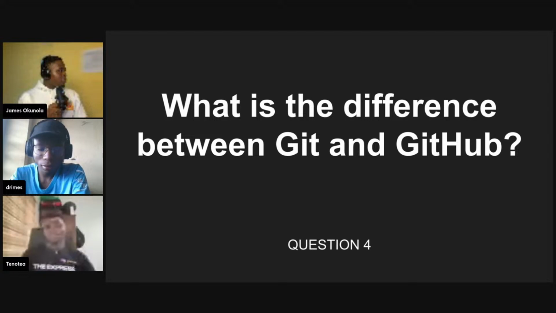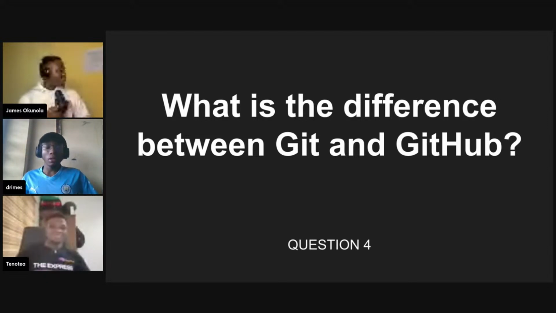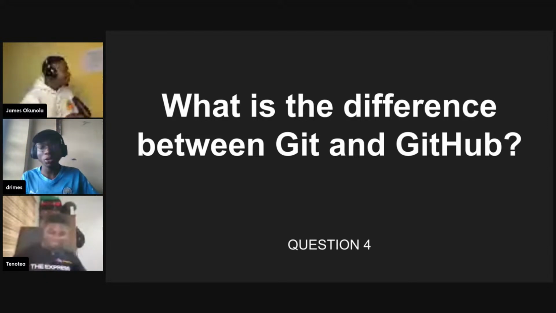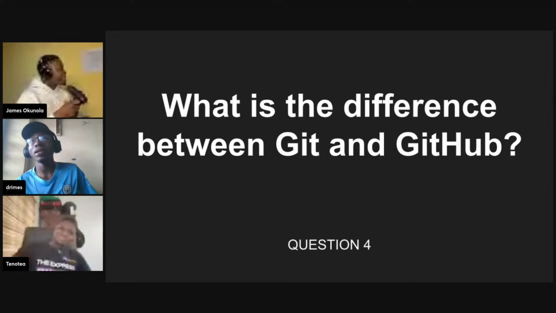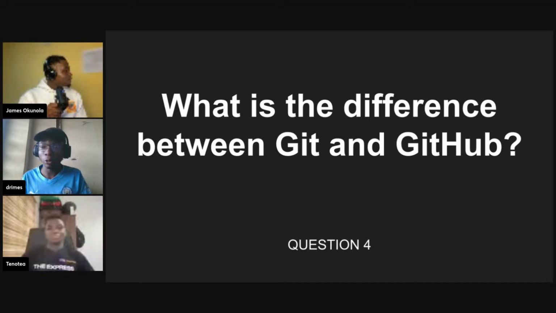So, James, what do you understand by Git? What do you understand by GitHub? Okay, that's very nice. Git, I understand Git as a version control system. So what is a version control system? According to my understanding, a version control system is like to document the versions of your code. Let's say now you are creating an application.